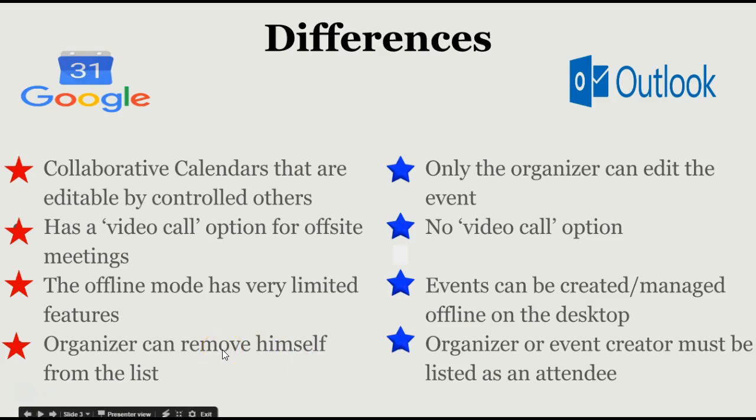For Google, the organizer can actually remove himself or herself from the list. You can create an event or create a calendar and then remove yourself from it. But for Outlook, as an organizer or the event creator, you cannot exempt yourself from being an attendee. You have to stay listed as an attendee.